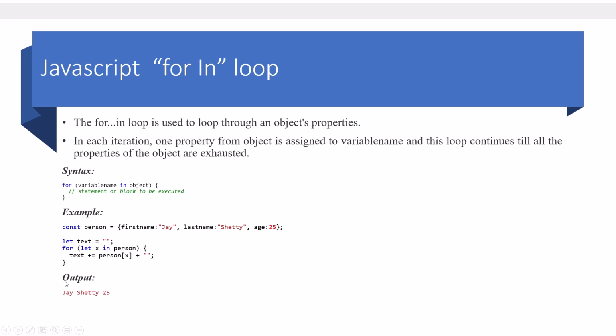So with this, the output will be J first, and then Shetty, and then 25, with spacing between them. So this is the output for this code. This is the example for the for in loop. It is differentiated from the for loop in that in for in we use the object properties for the loop.